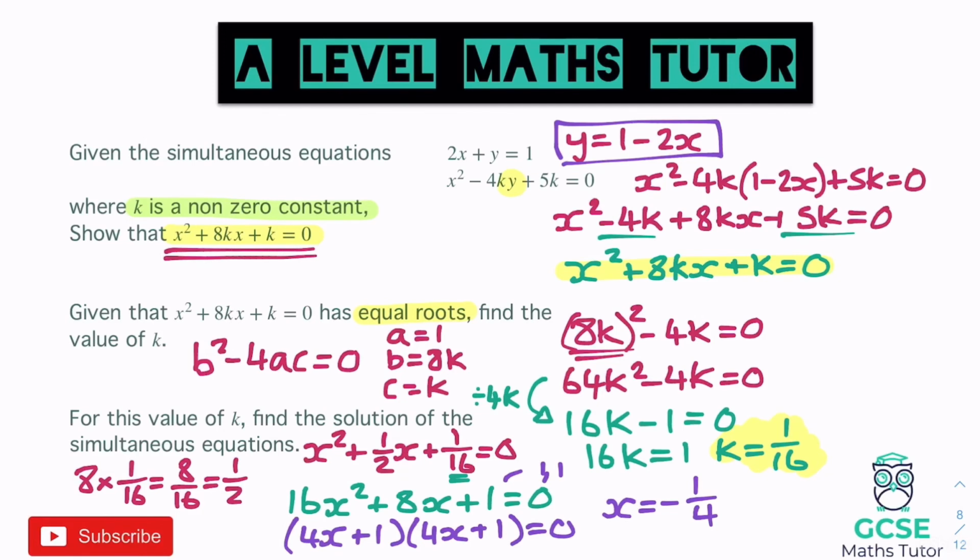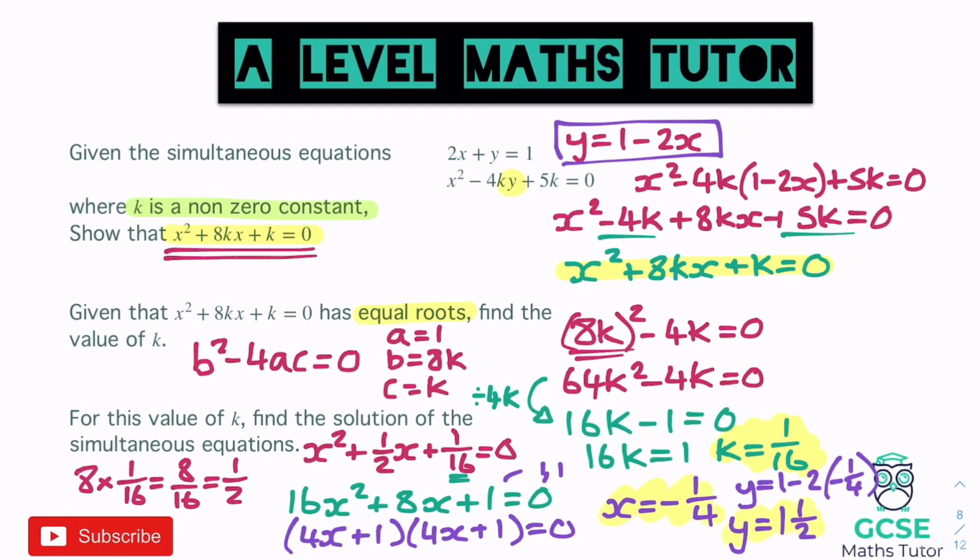So if we work that out over here, y equals 1 take away 2 lots of minus a quarter. And that is 1 take away, and 2 lots of a quarter is a half. So it's 1 add a half, as it's take away 2 lots of negative a quarter. So 1 plus a half is 1.5, and I'm just going to leave it as a fraction. So x is equal to negative a quarter, and y is equal to 1.5.